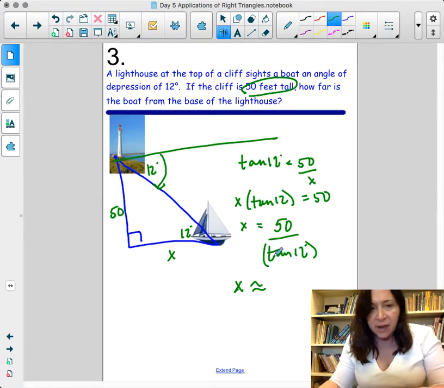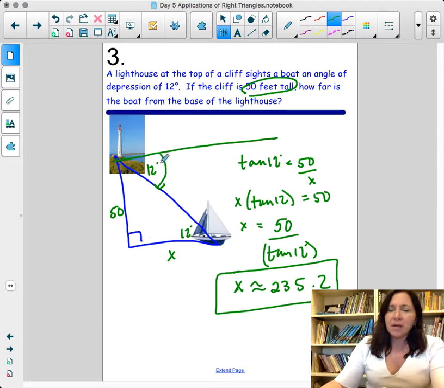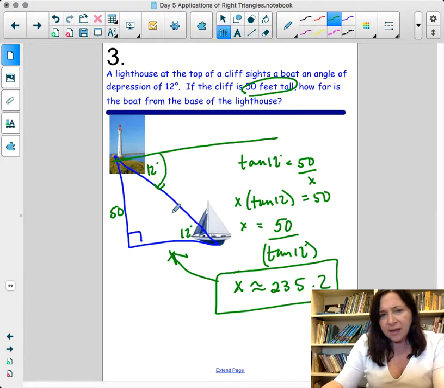And so this side turns out to be 235.2 feet, or yeah, looks like we're in feet. So this value is 235.2 feet. Now, a couple of things. You should ask yourself, does this sound reasonable? Okay. And what I'm thinking is this.